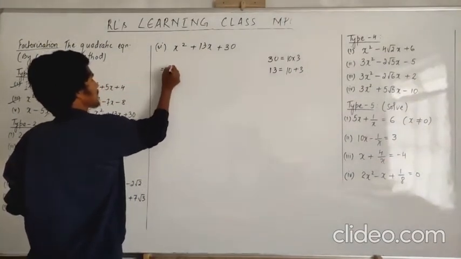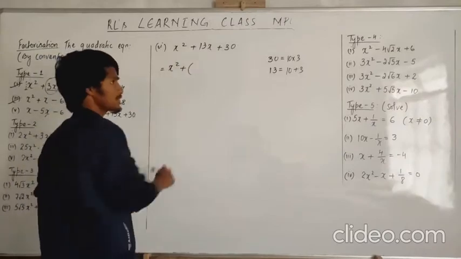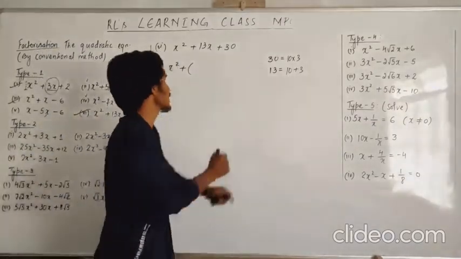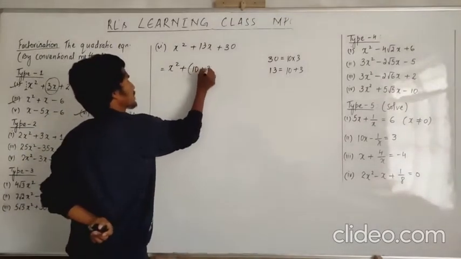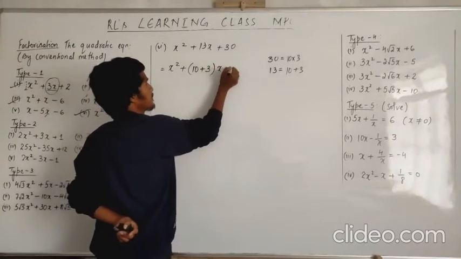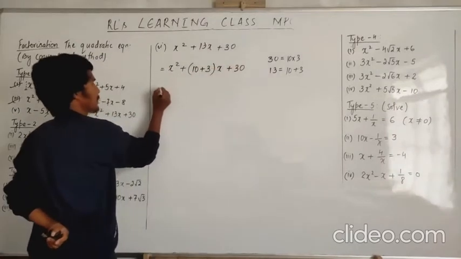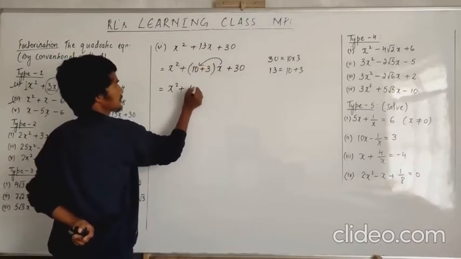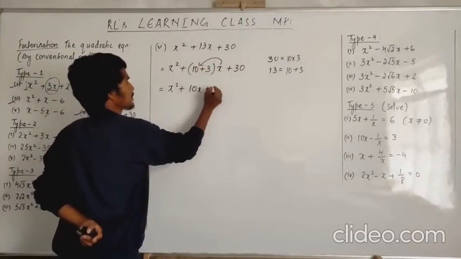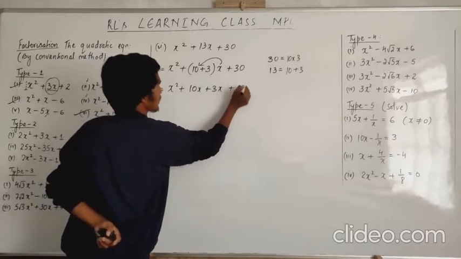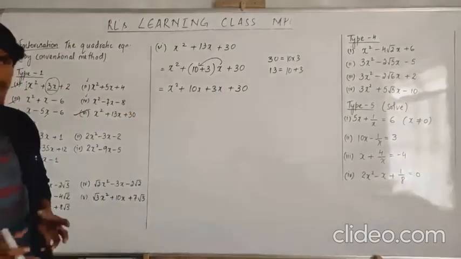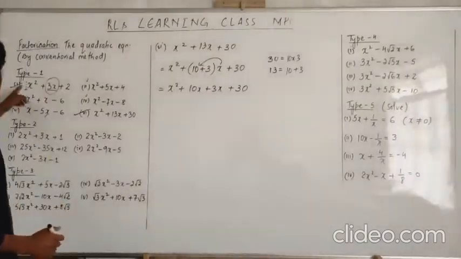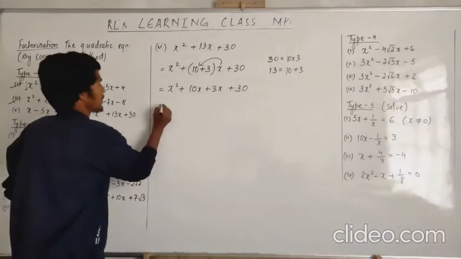Okay, then here I'll do this: x squared plus, and in place of this 13 I'll put 10 plus 3, put here 10 plus 3, and here is x, 10 into 3 is 30. Then x squared, and again the same process, then x into 10 will be 10x, then x into 3 will be 3x plus 30.